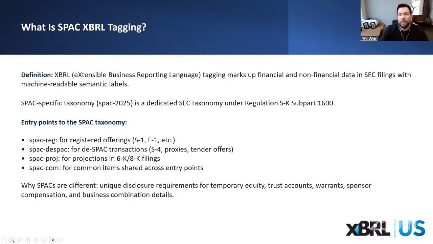Rather than trying to force the SPAC disclosures into the traditional US GAAP taxonomy, the SEC developed the SPAC taxonomy, a dedicated taxonomy with the four entry points that Nikki pointed out. You can think of those entry points as a starting template for different filing types. An S-1 for a registered offering uses the SPAC reg. A proxy for a de-SPAC transaction would use the SPAC de-SPAC, and so forth. This approach ensures that the specialized SPAC concepts like sponsor compensation, trust account structures, redemption contingent shares, warrant shares, things like that are all built into the taxonomy from the start. Next slide, please.